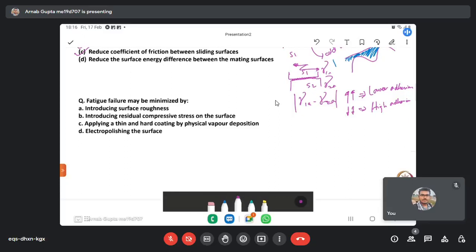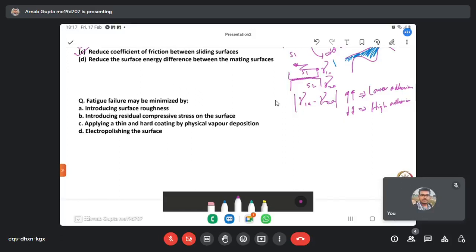Okay, so yeah, this question. First of all, if we try to understand what fatigue failure is, like in fatigue failure, what happens at the surface? So you're saying option B and option C. Option B is correct.